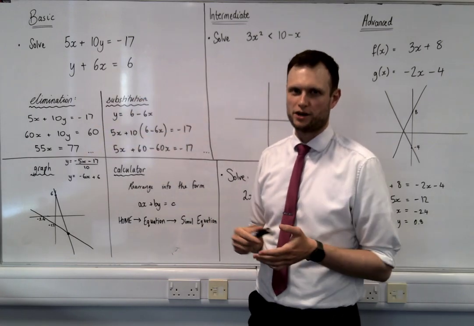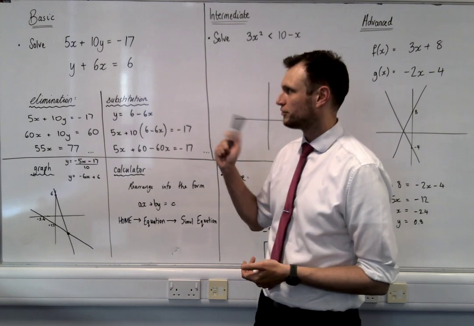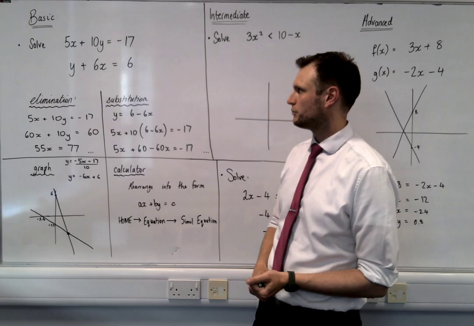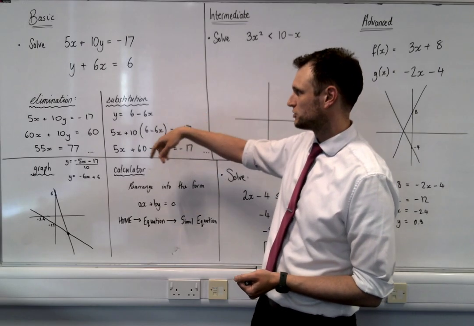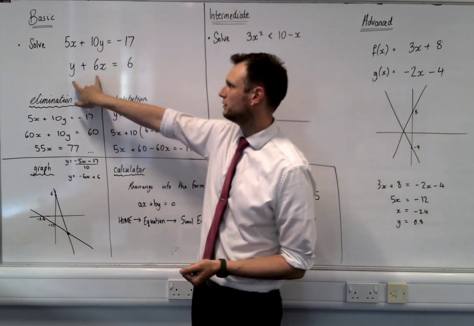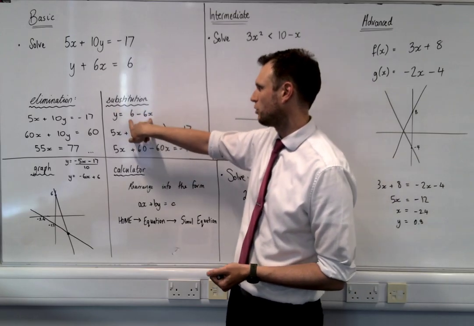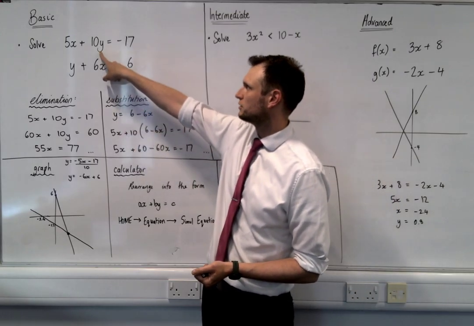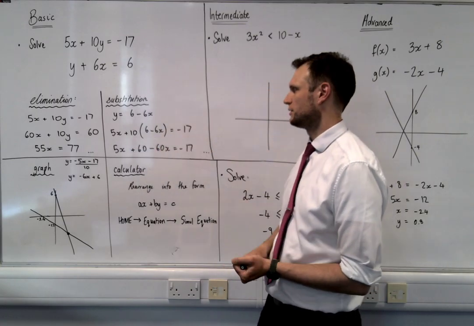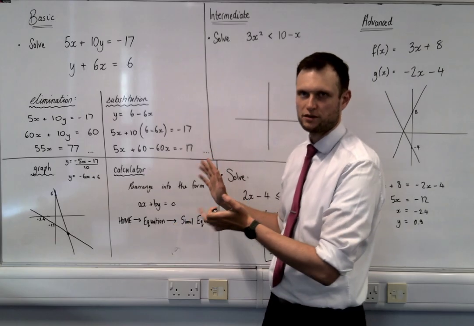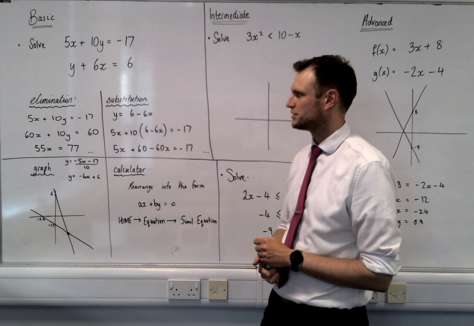Now, most of the time, you're not going to be doing that at A-level, sorry, that's about GCSE skills, even on foundation GCSE. So, the other methods are, say, substitution. In the substitution, I've made y the subject, so y equals 6 minus 6x, and then substituted that value of y into the other equation. So you get 5x plus 10y equals minus 17. Expand, solve for x, put the value of x back into one of the equations and find y. So a lot of similarities.